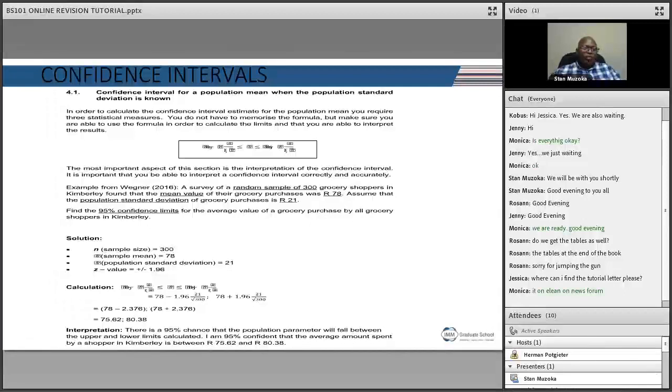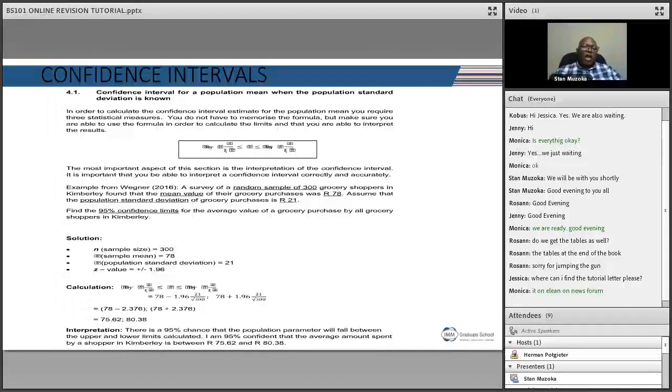Let's apply that to an example. A survey of a random sample of 300 grocery shoppers in Kimberley found that the mean value of their grocery purchases was 78 Rand. Assume that the population standard deviation of grocery purchases is 21 Rand. Find the 95% confidence limits for the average value of grocery purchases by all grocery shoppers in Kimberley.